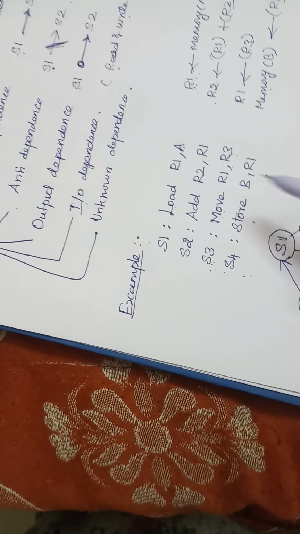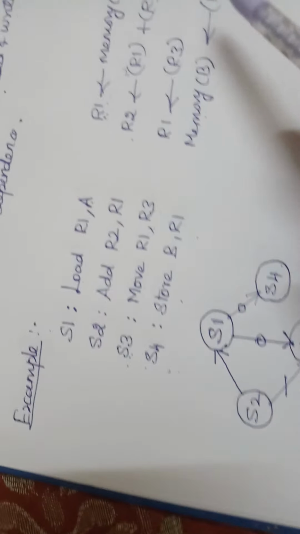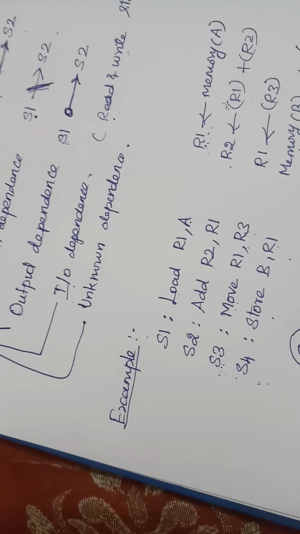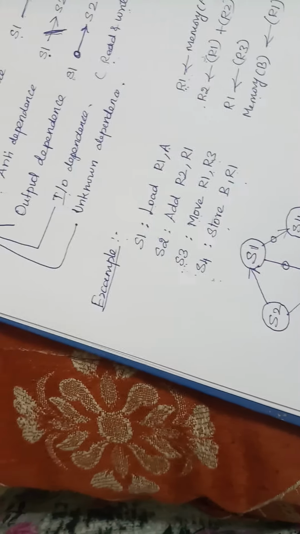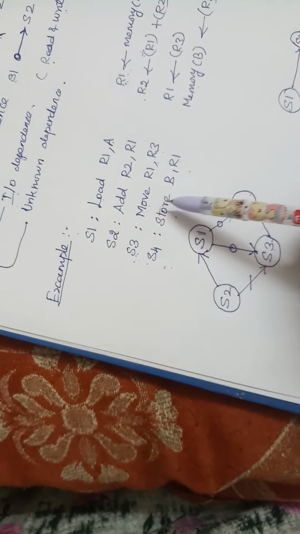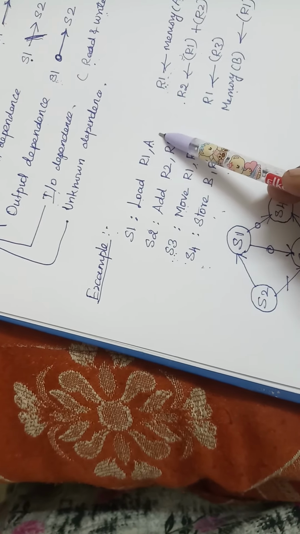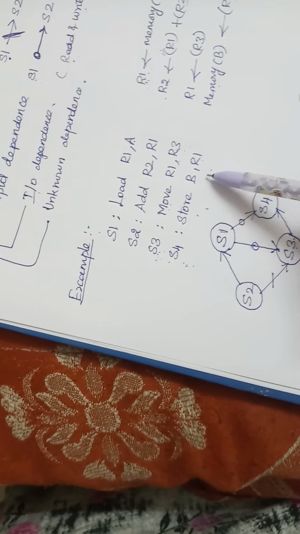We know that for move and store with R1 and R2, the output of R1 from the S3 statement is given as input. So S3 and S4 have flow dependence. Likewise we can draw a dependence graph. This is the dependence graph for this particular set of statements. Here I repeat: S1 has one execution, S2 has one execution, S3 has one execution, and S4 has one execution.